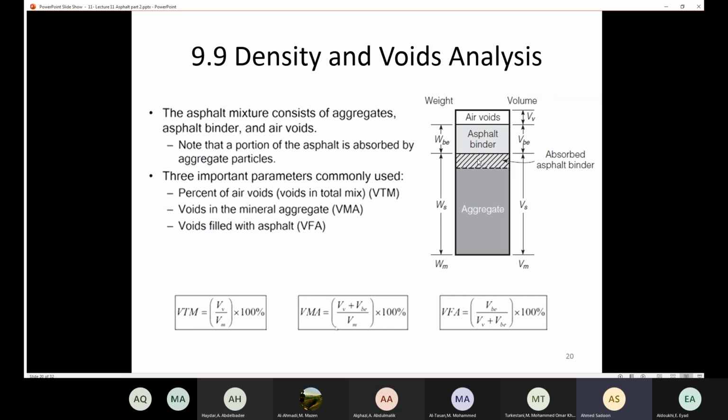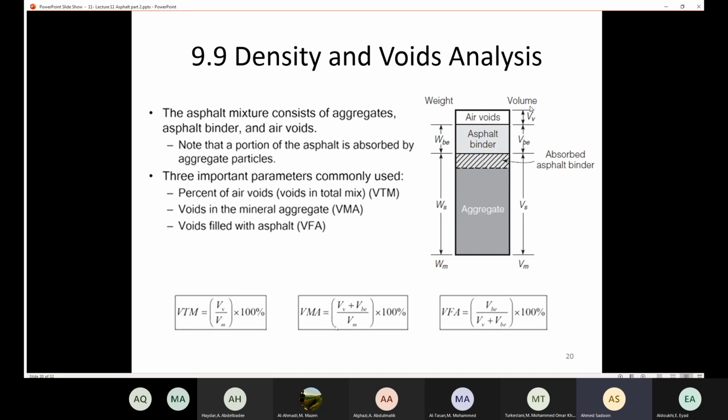But we made it like that so that we can understand the different types of voids, okay? So if I'm going to have asphalt mix, I'm going to have aggregate, I'm going to have asphalt binder, I'm going to have asphalt binder absorbed by the aggregate, I'm going to have air voids. So here V sub V represents the air voids, V sub BE represents the volume of the asphalt binder. This one is effective. And from here to here represents the volume of the aggregate. From here to here represents the weight of the aggregate. S means solid. The solid part is the aggregate, and here is the weight of the binder effective.